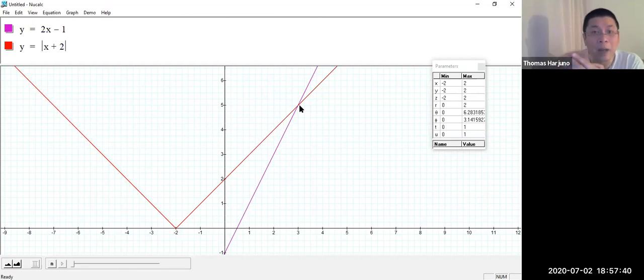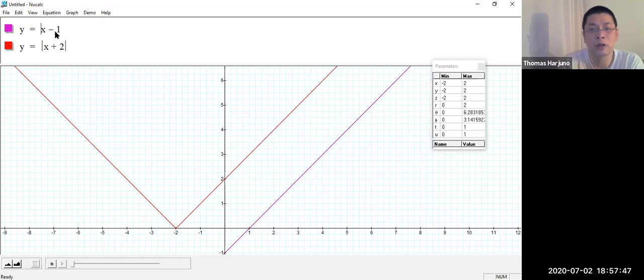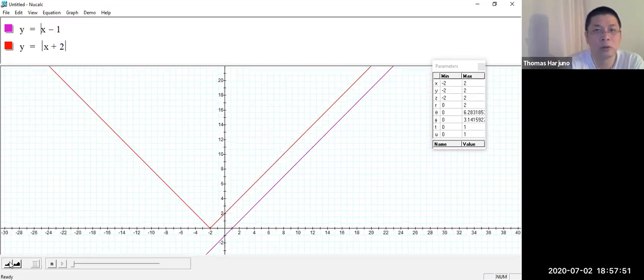Okay, but it is possible, however, that they don't intersect at all. Let's say this one here, they don't intersect at all. However you zoom it out, they don't intersect at all.